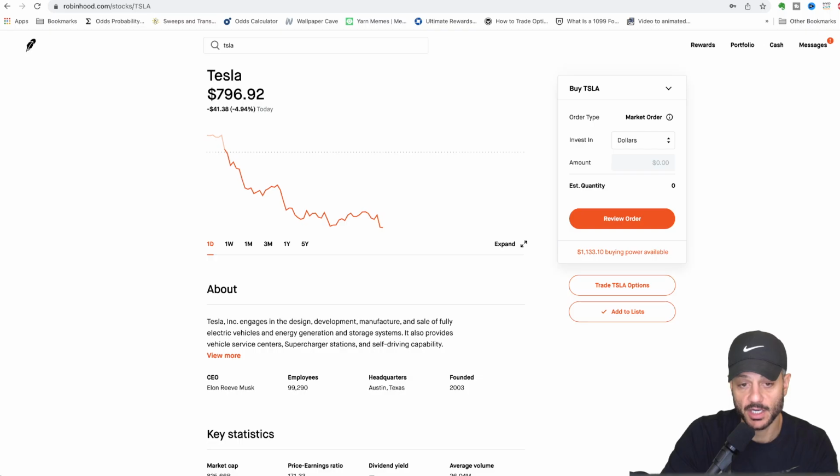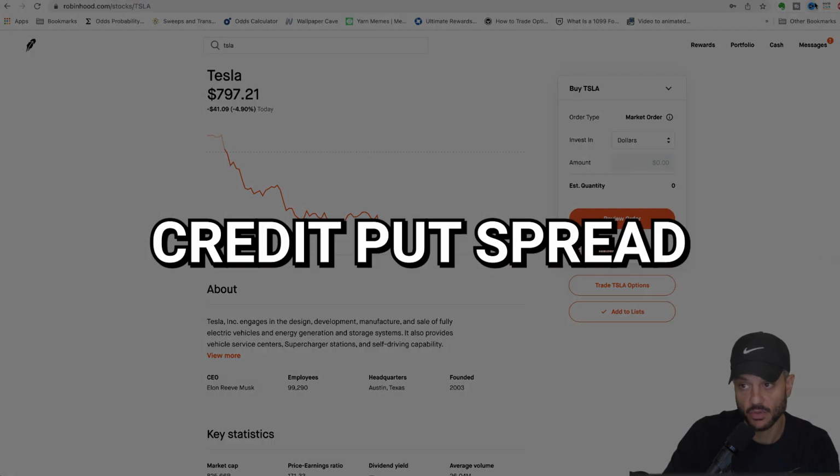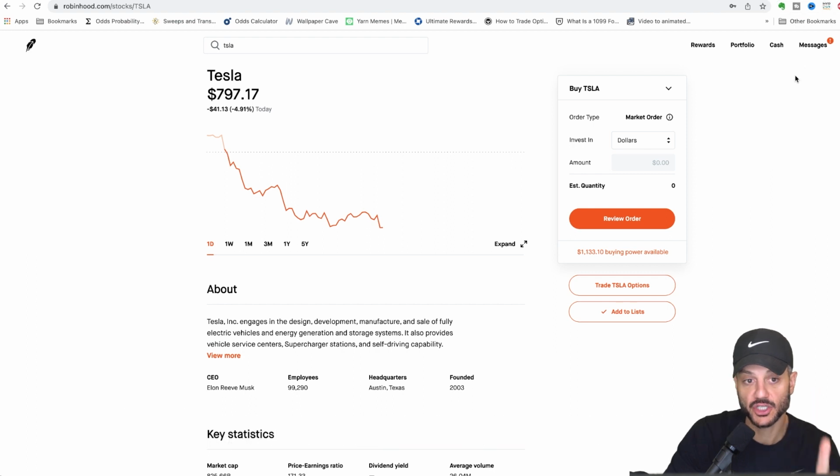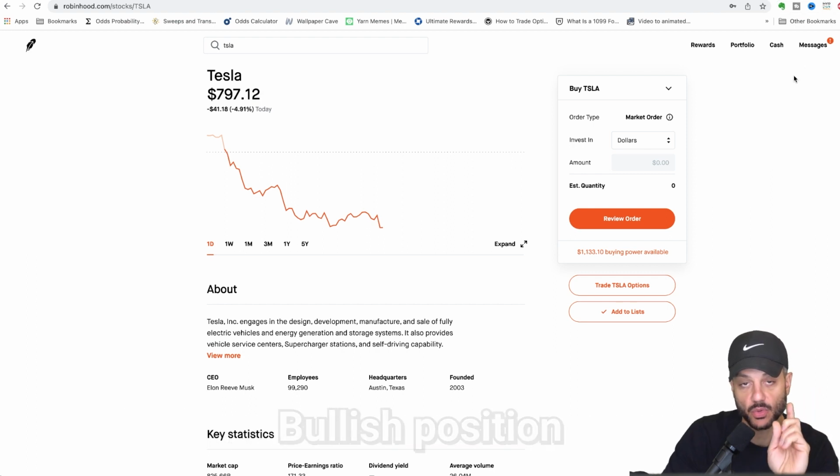Let's get right into it. All right, so the first strategy is going to be called a credit put spread. A credit put spread involves buying one put and selling one put. It is a bullish position, not a bearish position, even though the word put is in it.